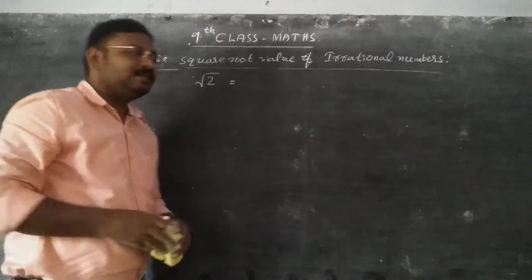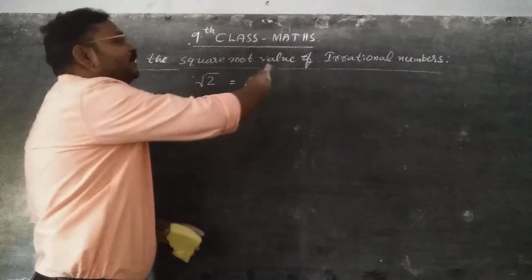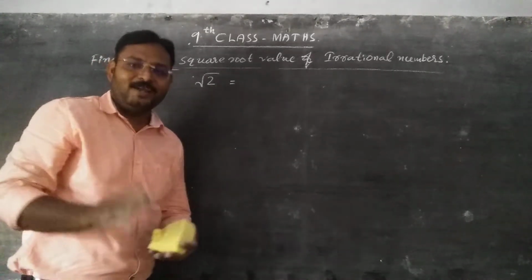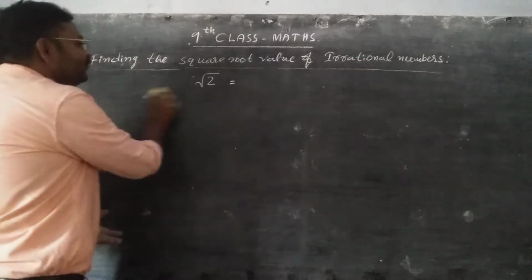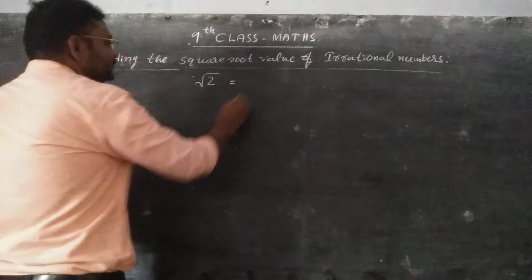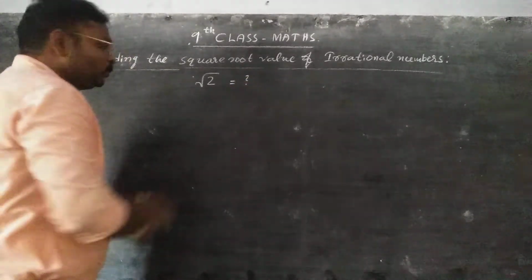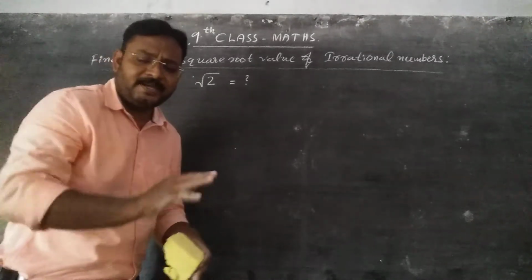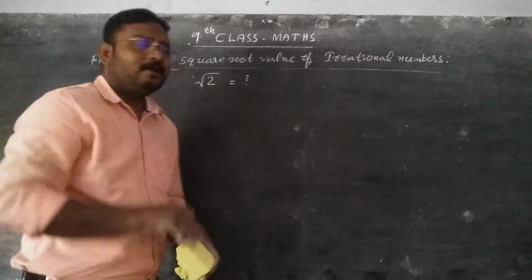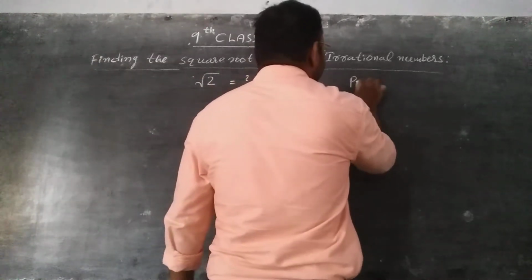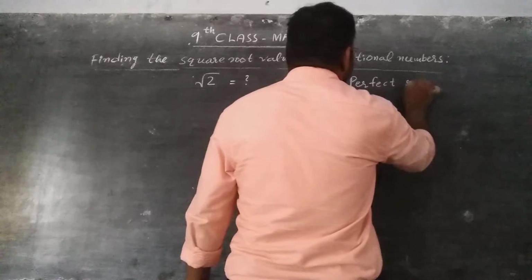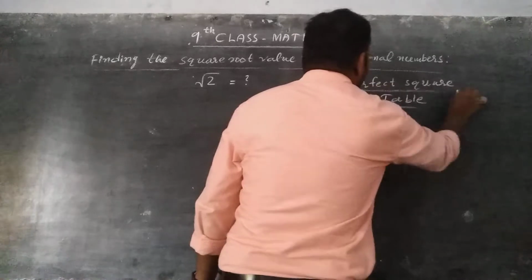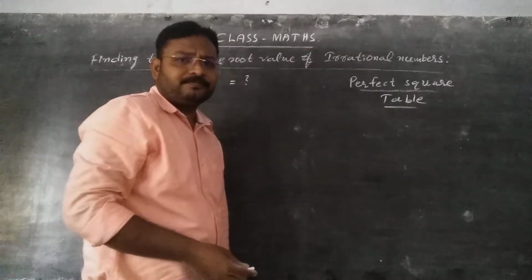Now the question is, how do we find the square root value of irrational numbers? Let us discuss, children. Firstly I am going to take root 2. What is the value of root 2? To find the square root value of an irrational number, first you prepare a perfect square table. So what is a perfect square?